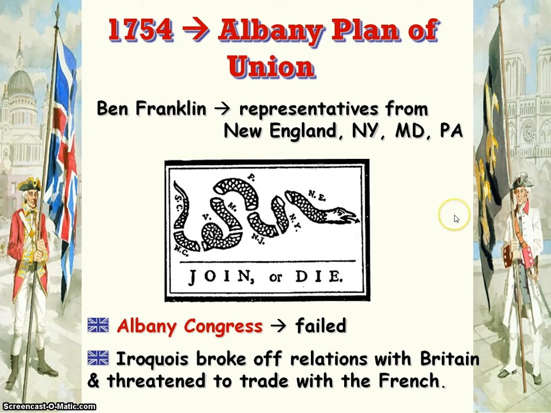The Iroquois would break off their relations with Britain because they had threatened to trade with the French during this time, and that worried everybody, and they wanted to make sure they kept those Iroquois allies. You saw in the movie The Last of the Mohicans that the Iroquois tribe is represented there. The Mohican people are part of that group. So you can see that not every Native American was on the same page with the other Native Americans.